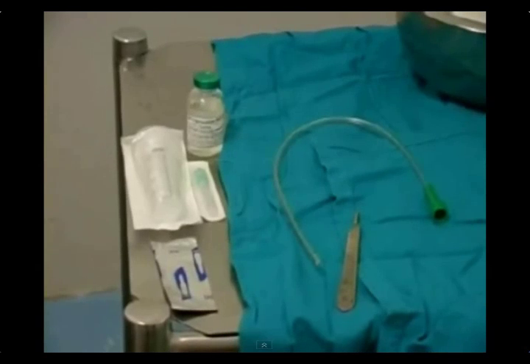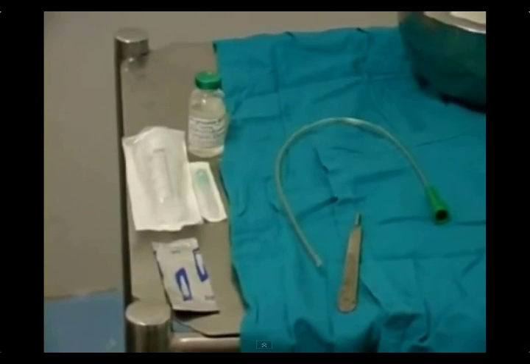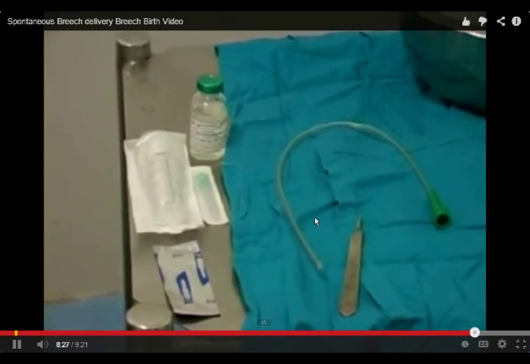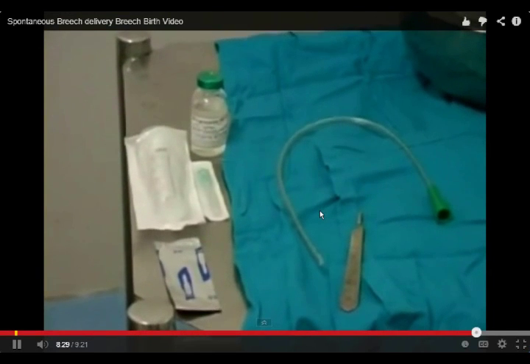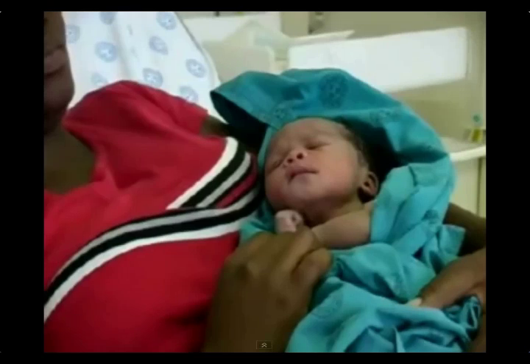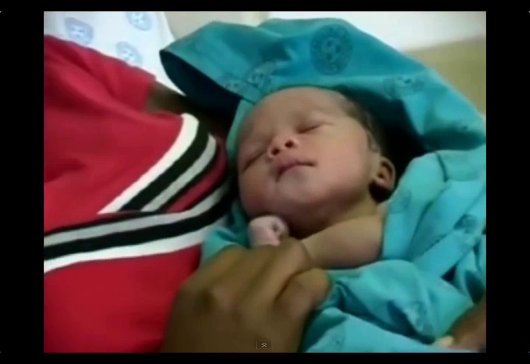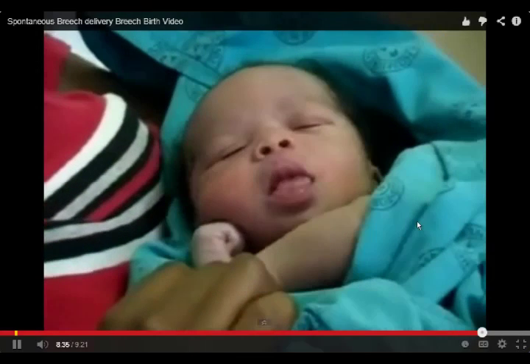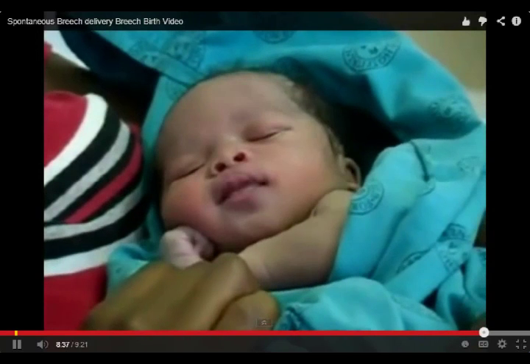It is useful to routinely have a local anesthetic, a scalpel, and a urinary catheter available during breech delivery in case an emergency symphysiotomy is needed. Reducing perinatal mortality depends on the presence of a skilled attendant at birth.